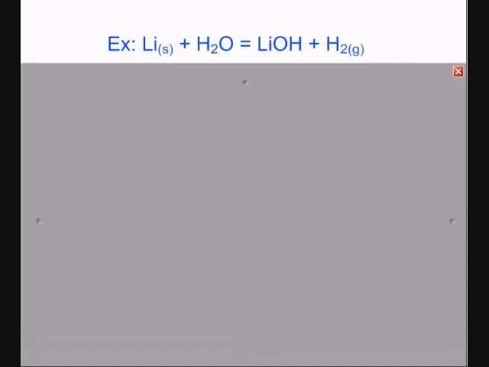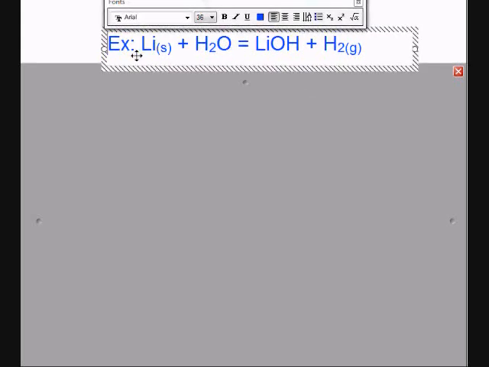Okay, let's move on. How about this equation? In this example, we're taking solid lithium, diluting it in water. We get lithium hydroxide plus hydrogen gas. First of all, is this equation balanced? Let's take a look. 1 lithium, 1 lithium. Good. Let's do the oxygen next. 1, 1. Good. Hydrogen, 2, 2.